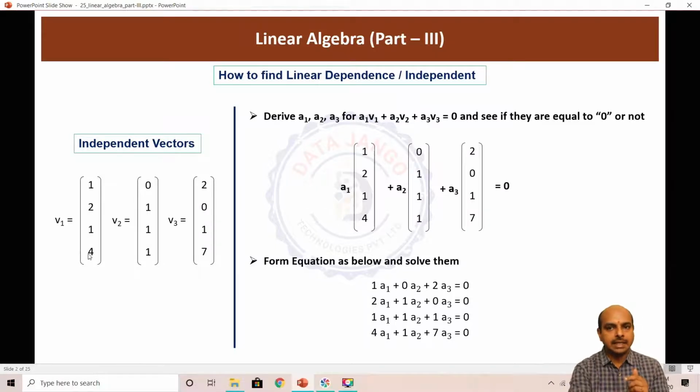I have taken linearly independent vectors. So let us see whether they are independent or not. I am going to form a linear equation and see whether all coefficients are going to be 0 to make the linear combination 0. To do that, what do we need to do?